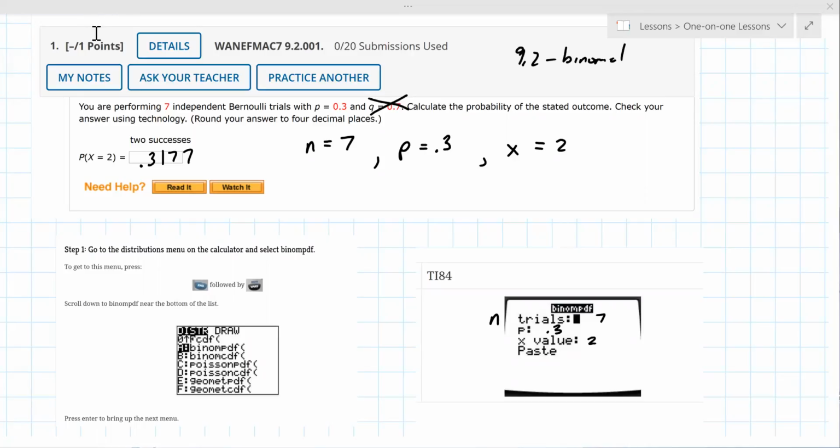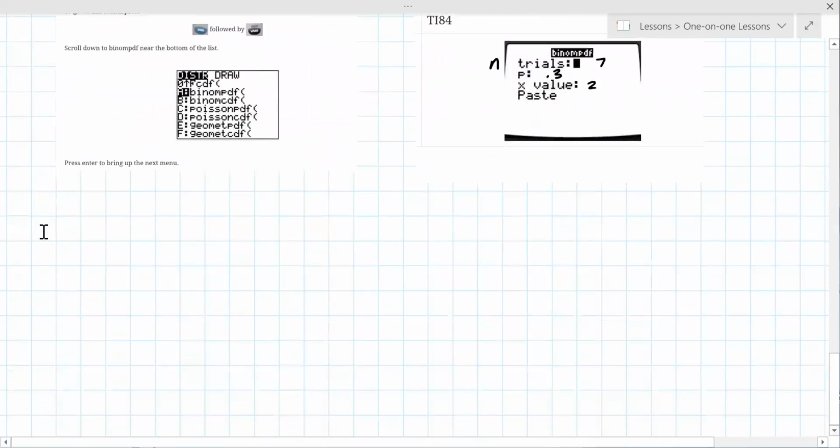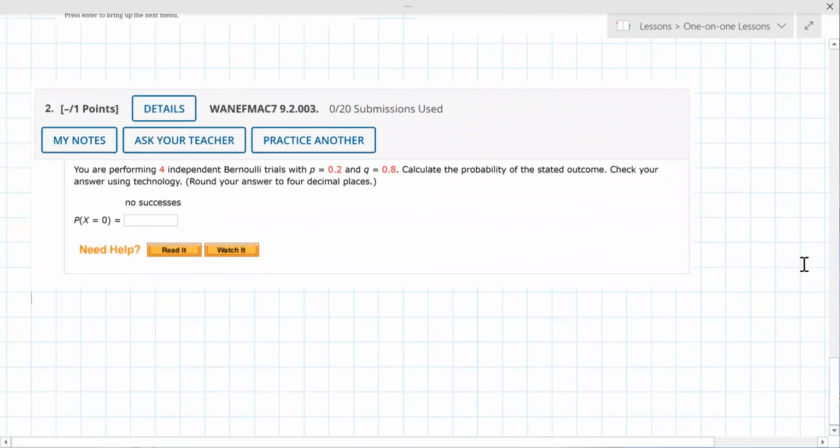I mean, there's more steps, but that's generally how you will be answering these. So we're gonna look at number 2 and make sure you can get the right things in your calculator. Okay. You are performing 4 independent Bernoulli trials. So that means n equals 4. They tell you that p equals 0.2, and they tell you that x is 0. That's what you're trying to calculate.